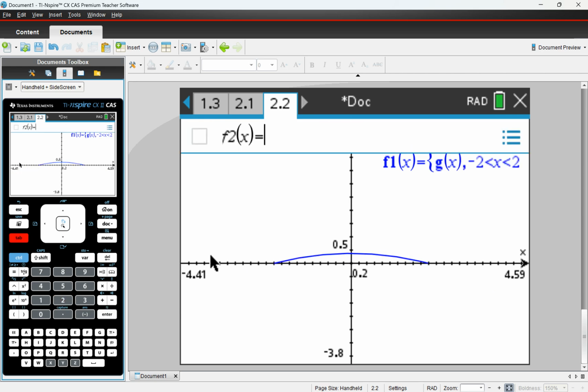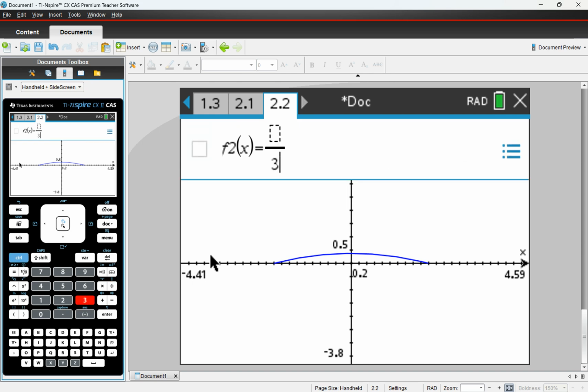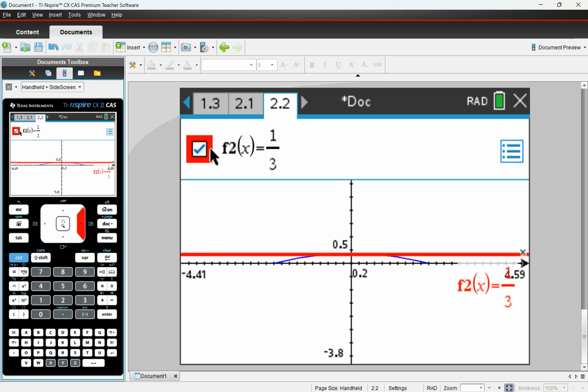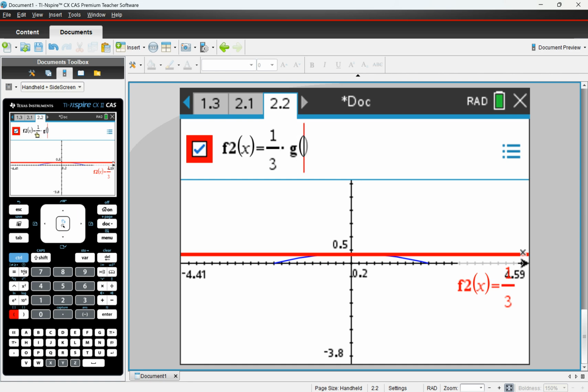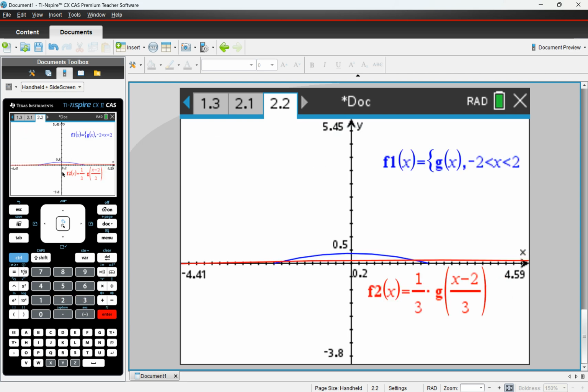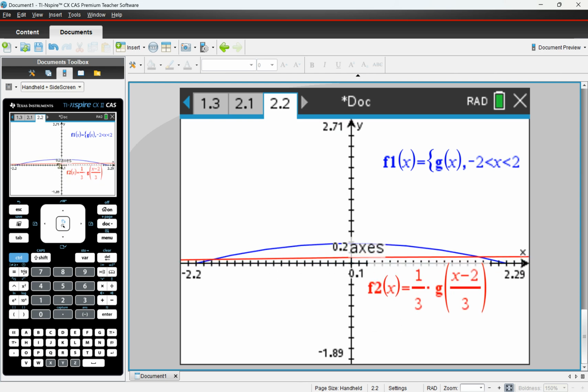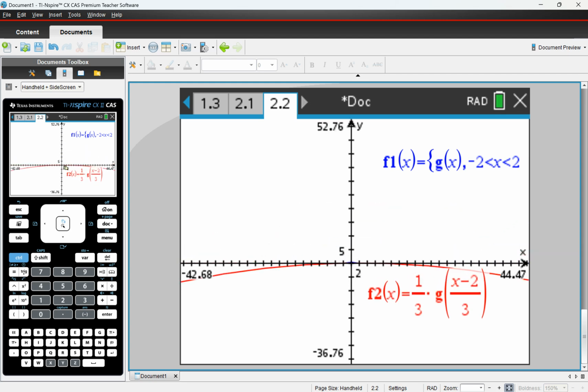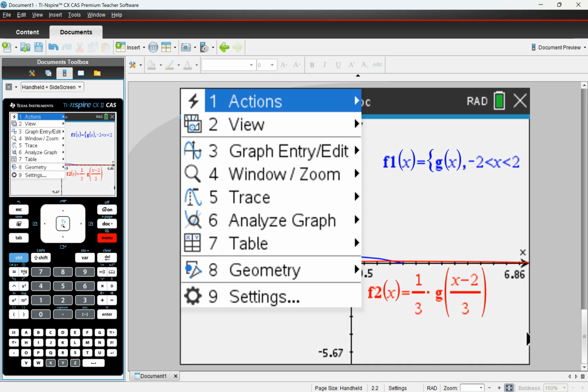And then we had the second one, which is 1/3. No, 1/3 times g of x. No, it was g of x minus 2 on 3 from memory. Oh, wow, that doesn't look good. All right, maybe we need to fix the domain. I'm doing a bit of a cheat. Oh, that doesn't look good. Okay, let's try to make it look better.